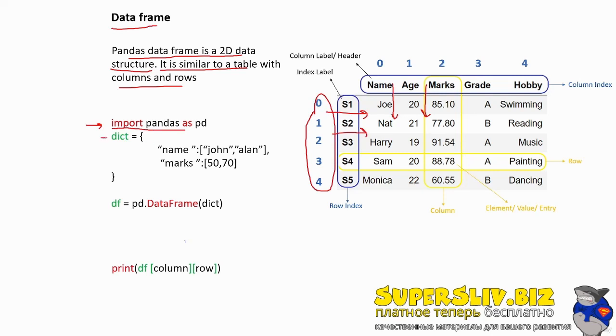We have to import pandas in the beginning of the code. Then I have created a dictionary instead of a list. Then I have specified name of the data frame. Then assignment operator. Then pd.DataFrame. Within the parentheses I have to pass a dictionary.